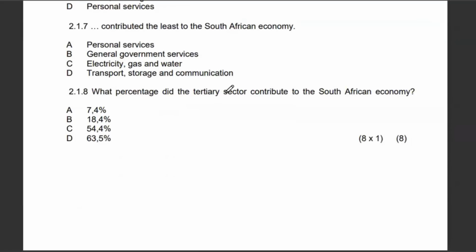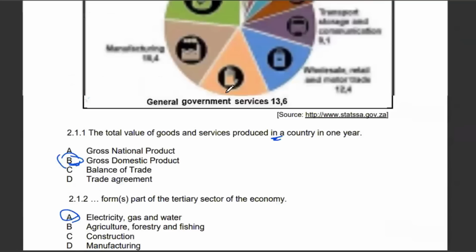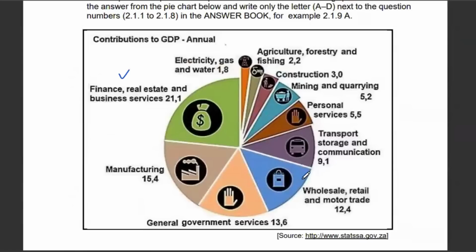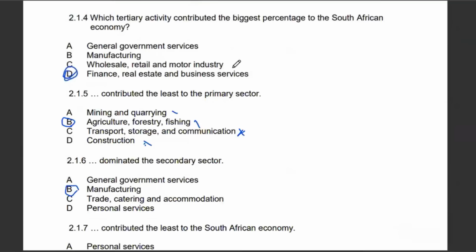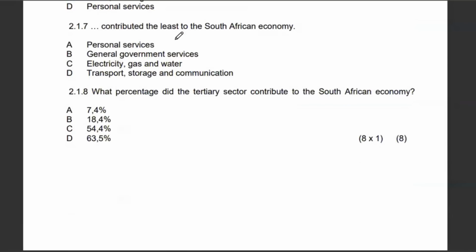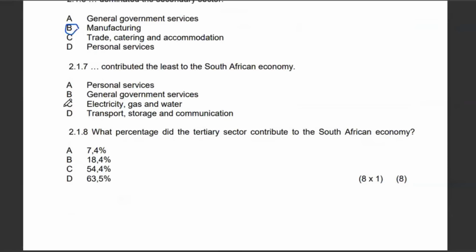217. Dash contributed the least to the South African economy. What contributed the least to the South African economy? If we go here, we check the least figure amongst all of this. Automatically it is this one, 1.8. Electricity, gas, and water is only 1.8. This is 2.2, 5.2, 5. They are all bigger than 1.8. So electricity, gas, and water is the least. Electricity, gas, and water at C. That's the correct response. Number 217.